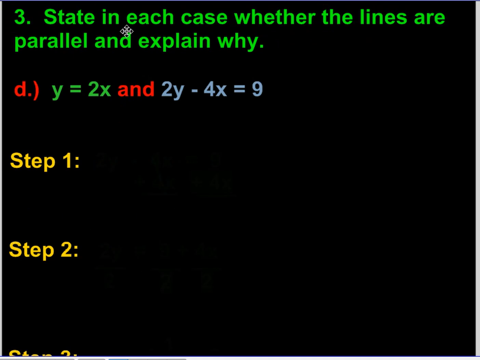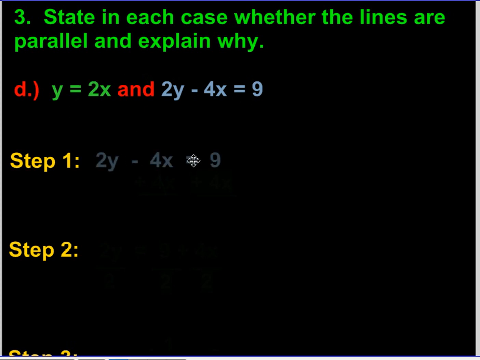Number 3, we are going to state in each case whether the lines are parallel and explain why. Many of these were pretty easy because you're comparing, in this case, y equals 2x and 2y minus 4x equals 9. If you think about it, this is closest to the actual formula for the slope. The y is isolated by itself equals 2x. So this is fine. We could compare this. But if you look over here, we can't really compare that one. So in order to be able to tell if this slope is equal to this slope, we've got to do some work to isolate y over here. And then we can put it back over and try and compare them.